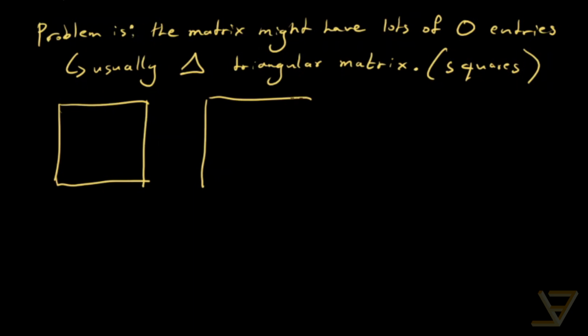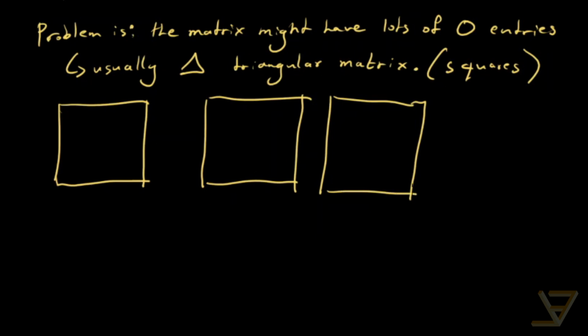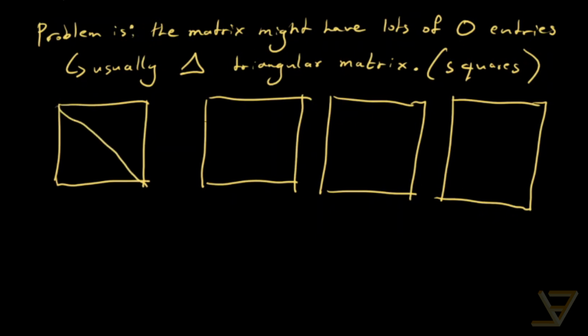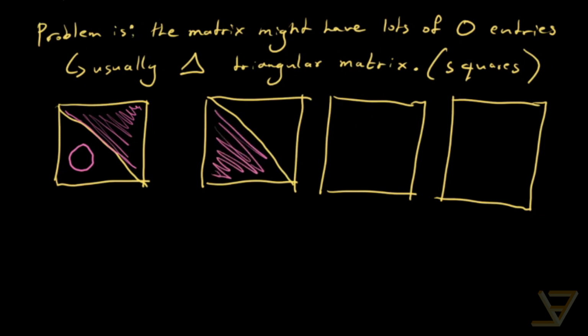One, 2, 3, and 4. So the first example is this one, where we have the upper right triangle filled with numbers, and there are zeros in the bottom left. The second example is where the bottom left is filled with numbers and we have zeros in the top right.